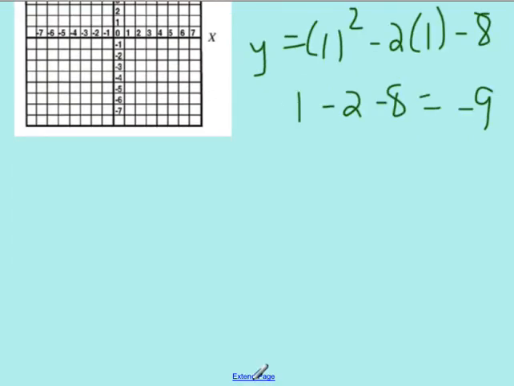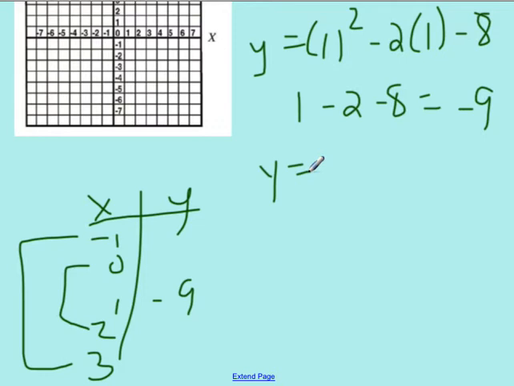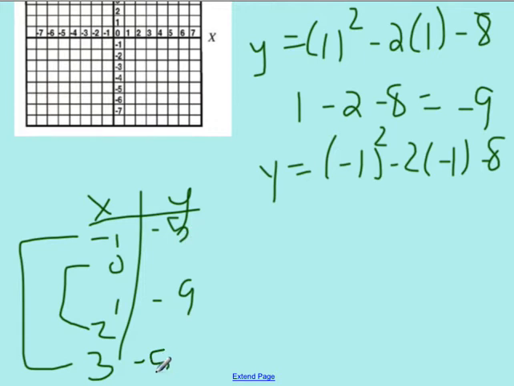So now I'm going to go ahead and make my chart. Okay, so I'm going to put 1 and -9 as my vertex. So I'm going up, going this way, and I'm going down, going this way. These two values are the same, and these two values are the same. So let's go ahead and plug in -1 for x. So I'm going to do -1 squared minus 2 times -1 minus 8. Well, when I plug in -1, I get -5. So this is -5, and this is -5.